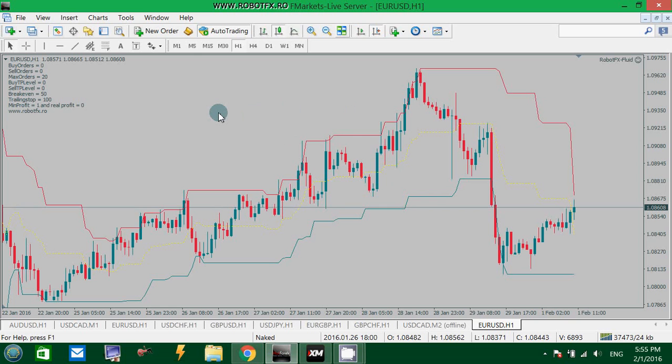MTF, by the way, stands for multi-time frame. I'm not gonna get into how to trade with the Dungeon Channel. I'm just gonna say that originally it was designed to detect the trend and to trade following the trend.